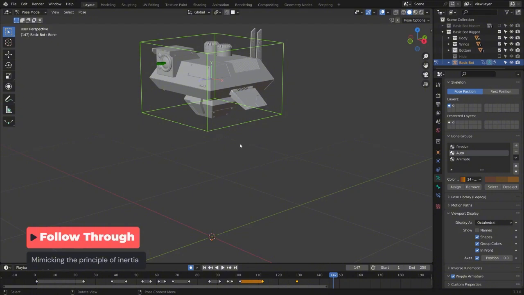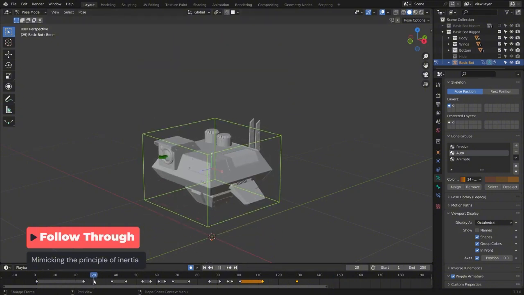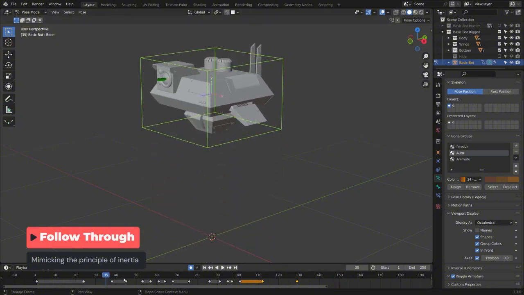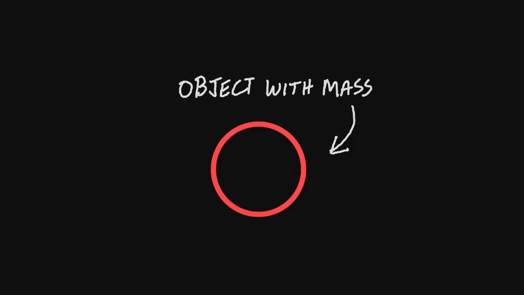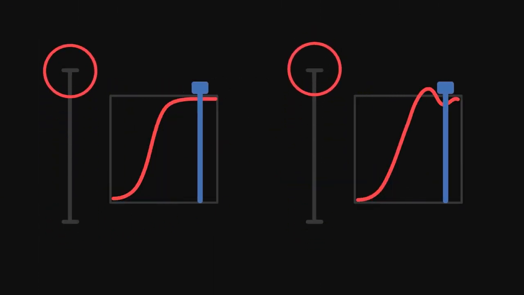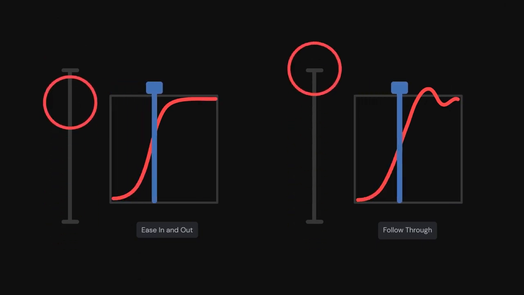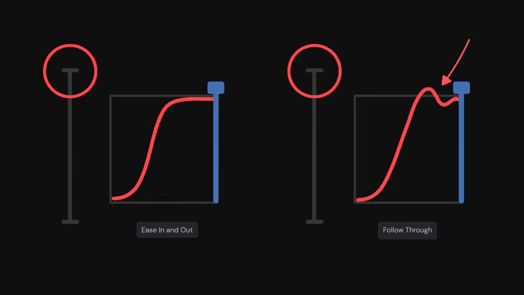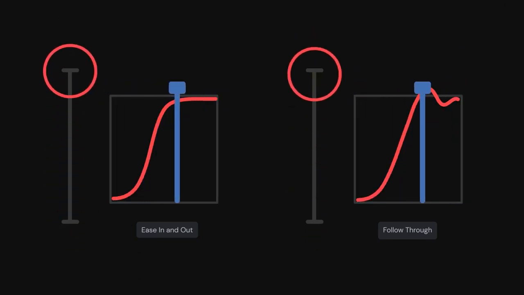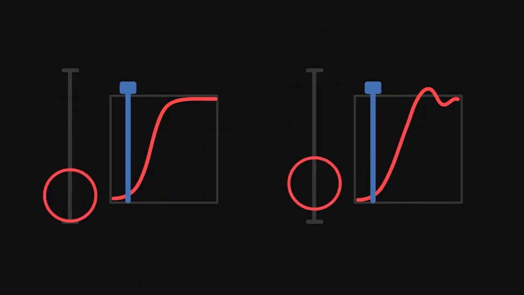The first being follow through. This is just a way of mimicking inertia, which every object with mass has. And we mimic this by both over and under shooting our motion until we resolve gently to our end keyframe. Let's just jump over to Blender.